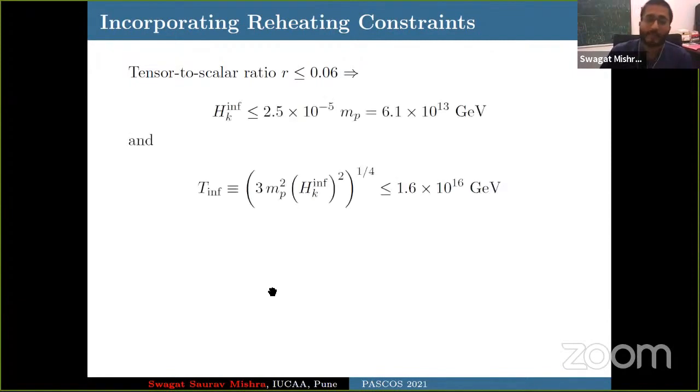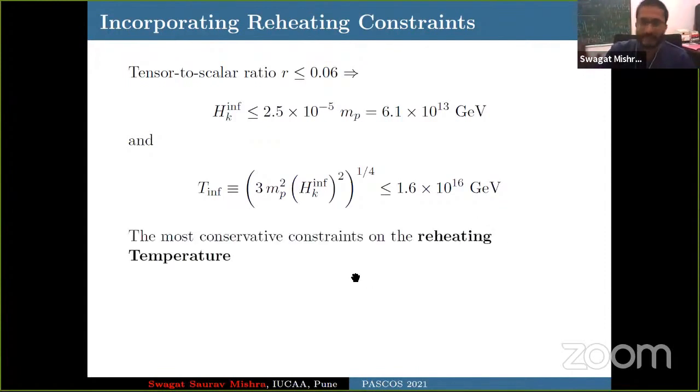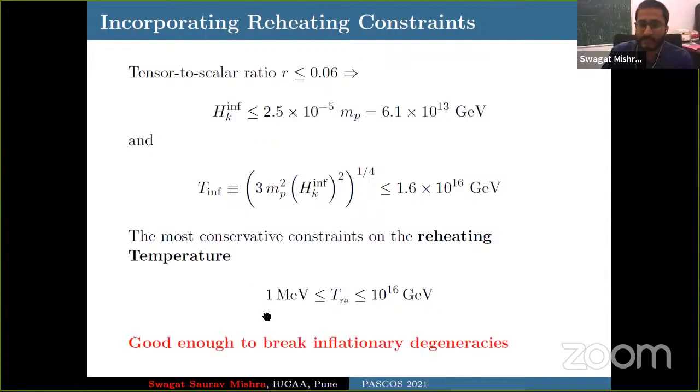Okay. What we do is, given that there is an upper bound on the tensor-to-scalar ratio, this leads to an upper bound on the inflationary temperature, since in perturbative reheating the massive inflaton decays into lighter fields. So we could very conservatively and generally put constraints on the reheating temperature to be between 1 MeV and 10^16 GeV. We take this very conservative bound, but it is good enough to break the degeneracies that I showed in these models.